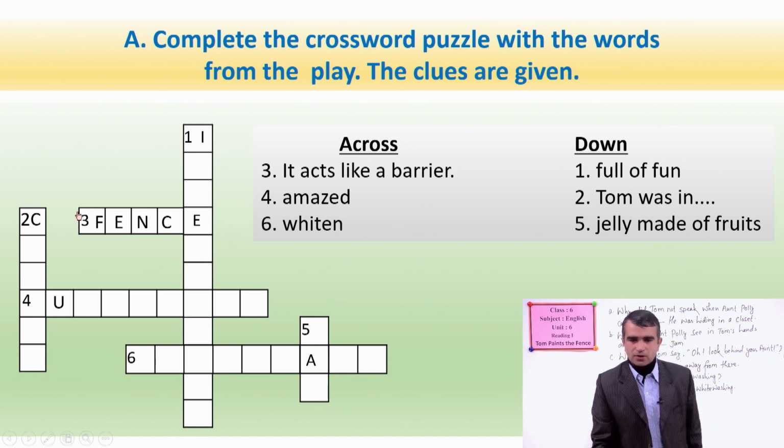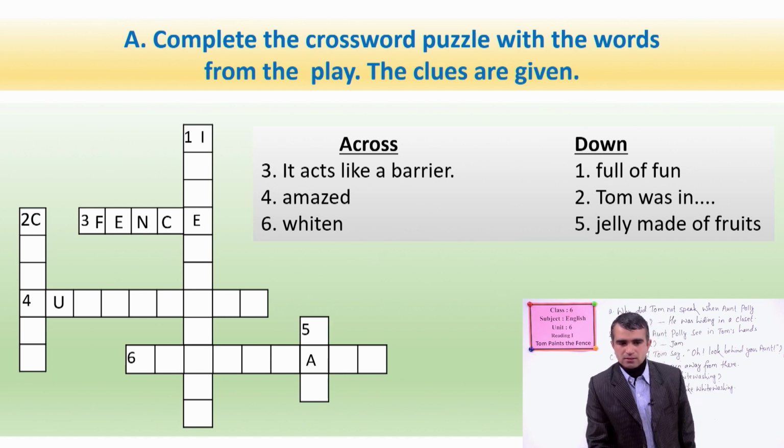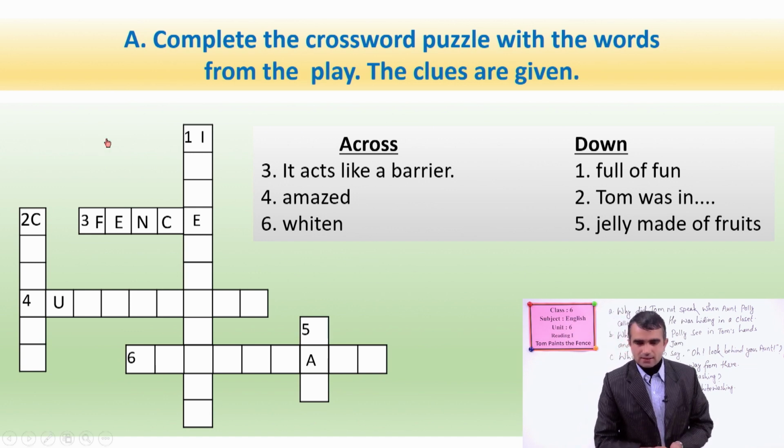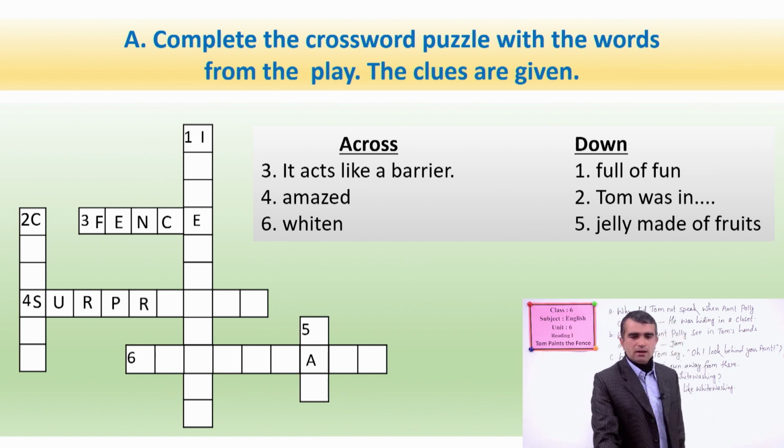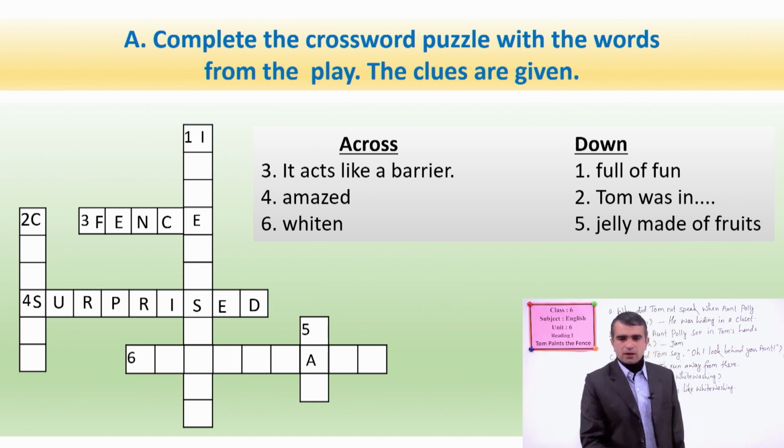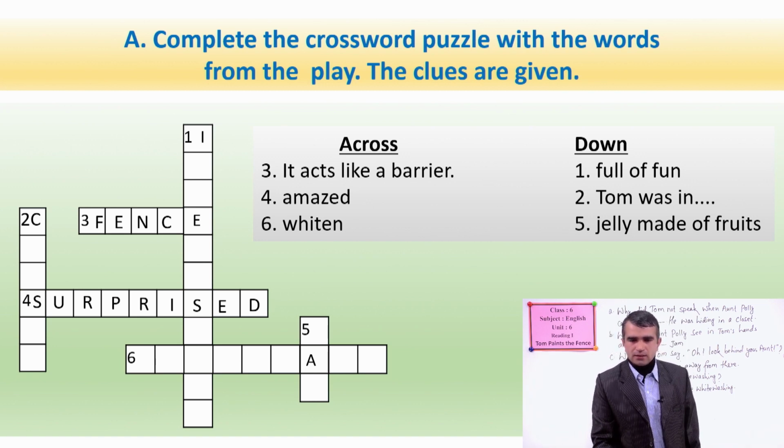number 4 across. Amazed. What is the word related to amazed? What is it? Is there any word? Yes, you found it. Okay, that is surprised, isn't it? Spelling S U R P R I S E D, surprised. Okay. Well, now third one across, whiten.